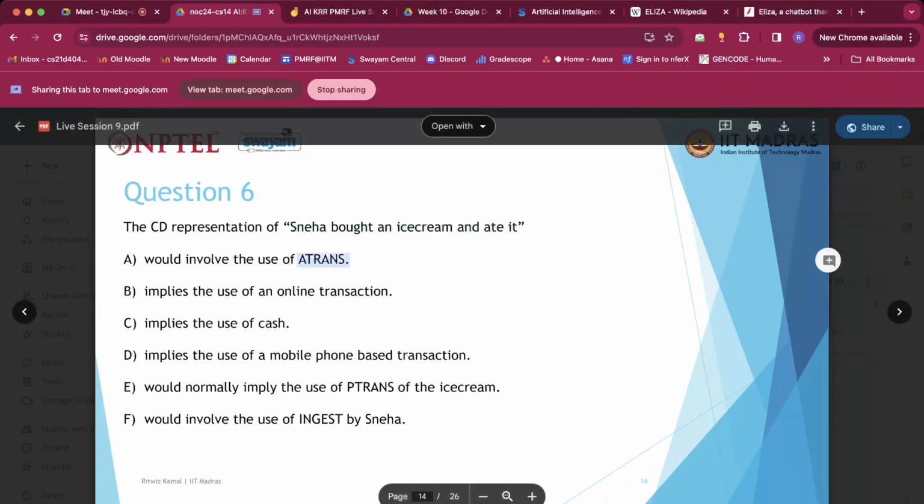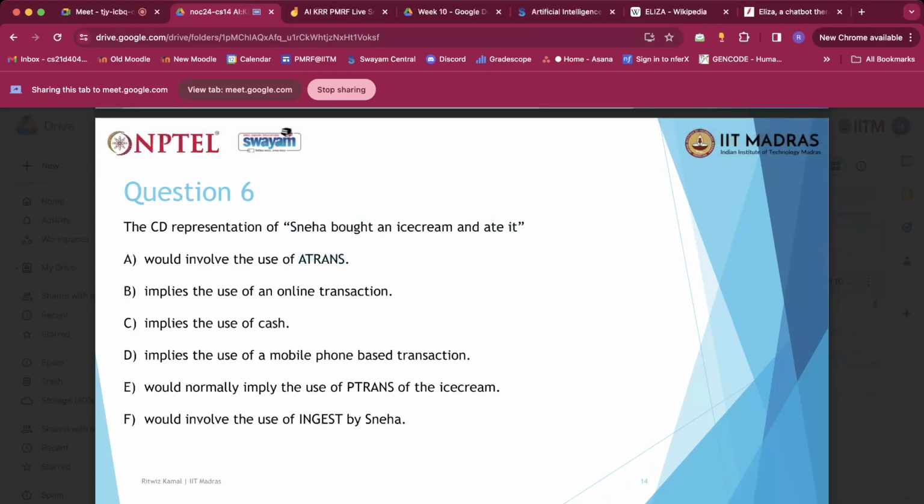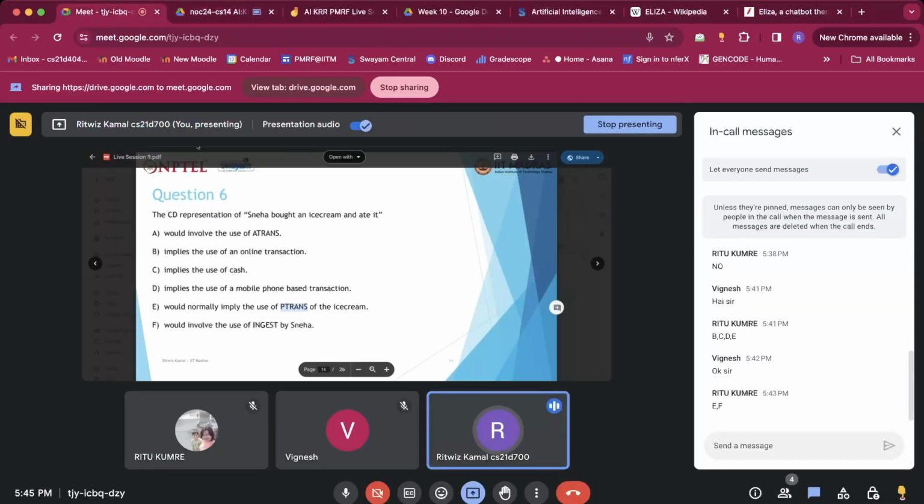Now let's look at option E. Would normally imply the use of P trans of the ice cream. Okay, so P trans refers to the physical transfer of something, right? Not just an abstract relationship that is being talked about. Now when a person buys or eats an ice cream, there would be a transfer of the physical object, ice cream, from the hand of the person to the mouth of the person, right? Because that is involved in the act of eating something. So because of that, the E option will also be correct. It would imply the use of P trans of the ice cream.